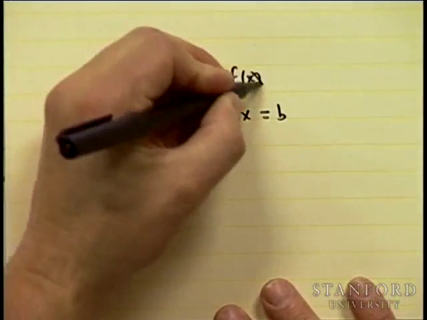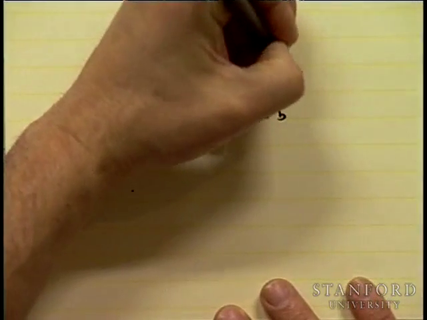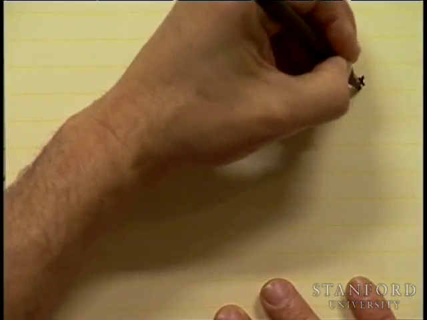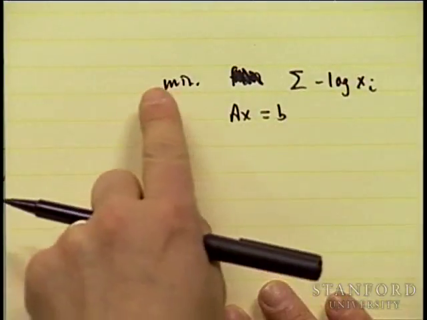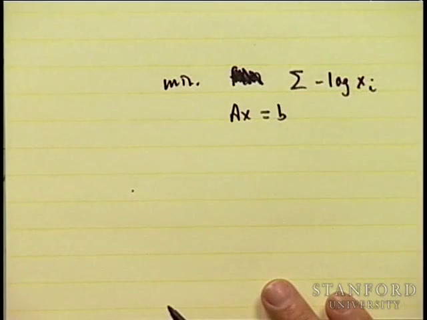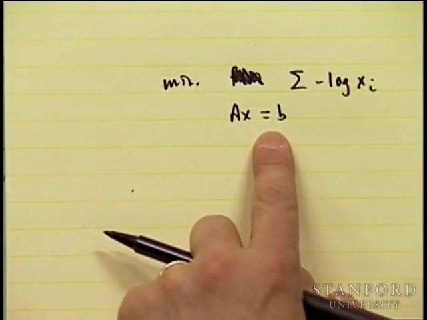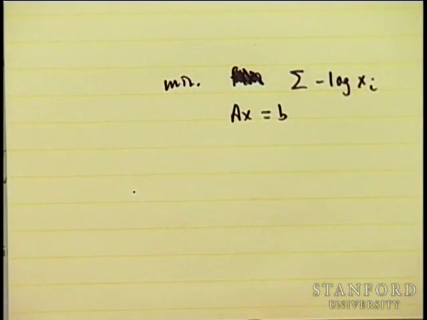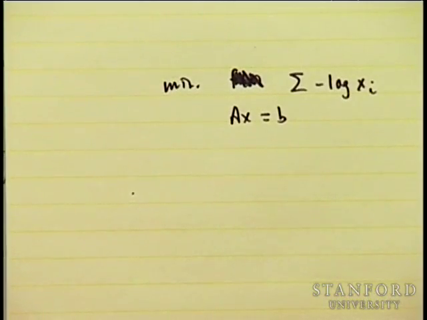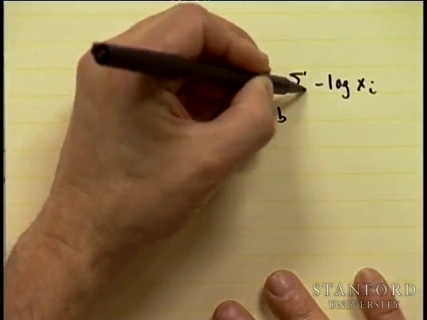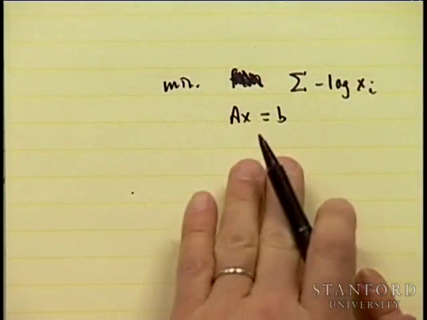So here's an example. You'll solve this one shortly on your homework. You minimize minus the sum of log x_i, I think, subject to Ax equals b. I think this is what you're solving, right?